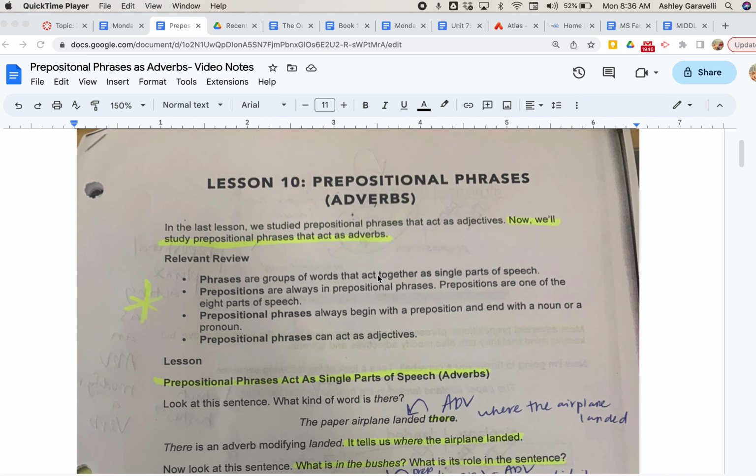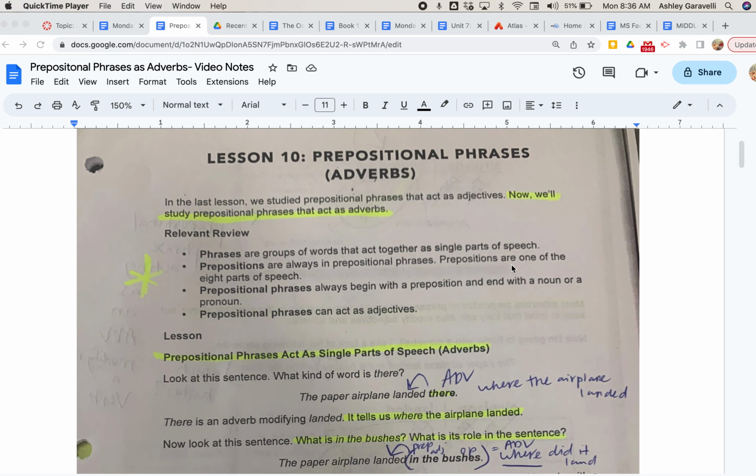Okay, so last week we were talking about prepositional phrases as adjectives. This week we're going to talk about them as adverbs. Prepositional phrases can be either adjectives or adverbs. It's still a prepositional phrase that begins with a preposition and ends with an object, which is a noun or a pronoun. Last week we talked about how they modify nouns and pronouns, because that's what adjectives do. This week we're going to talk about how they modify a verb, an adjective, or another adverb.